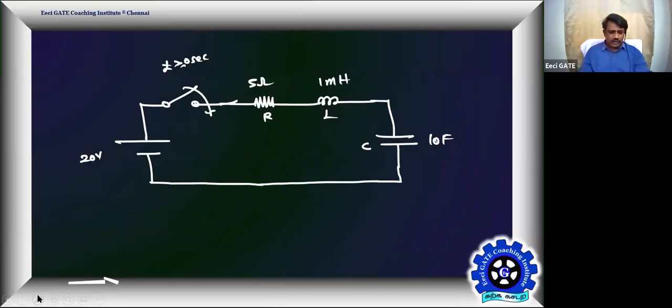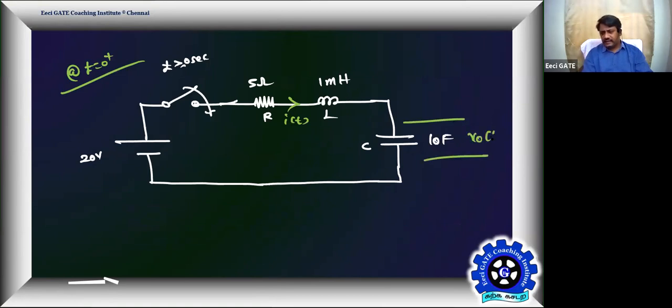At time t equal to 0 minus, we don't have any initial conditions. Let us begin the analysis at time t equal to 0 plus. This is the current I of t and this is the voltage V naught of t. We know I of 0 minus is equal to 0 amps. We also know V naught of 0 minus is equal to 0 volt. That's the voltage across the capacitor, and this is the current through the inductor. We don't have initial energies associated with the inductor and capacitor.